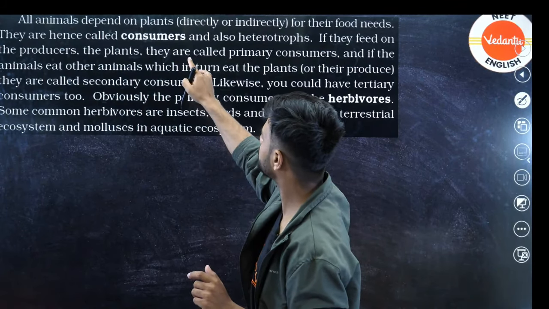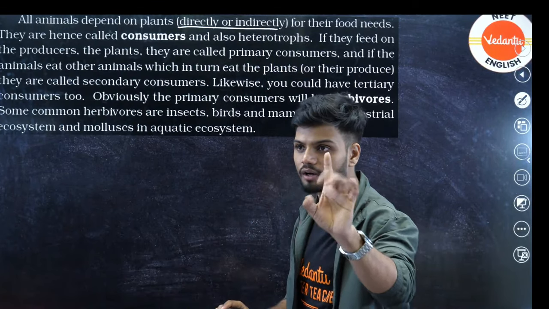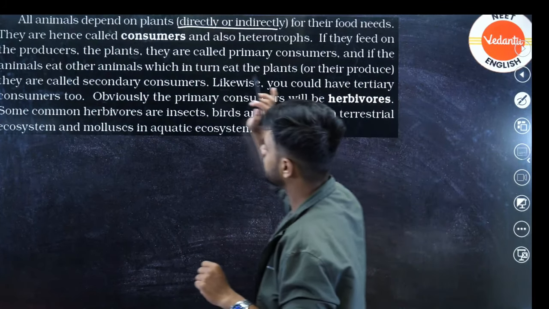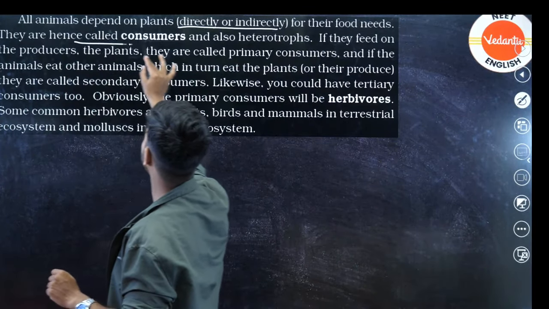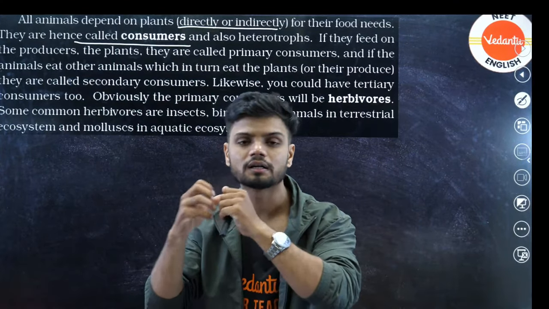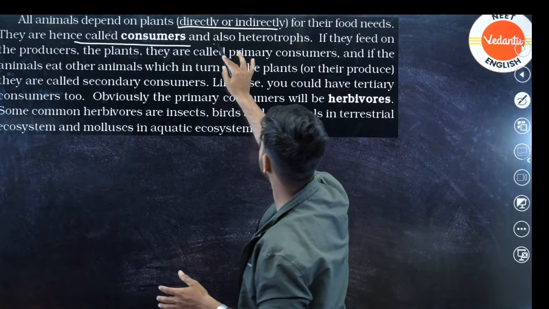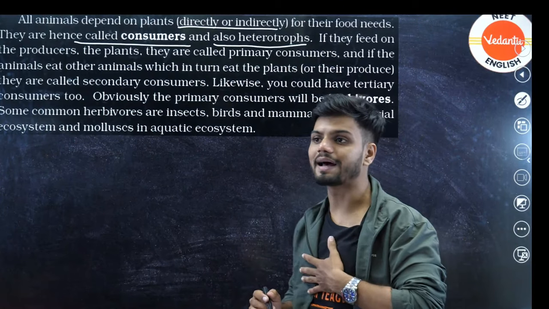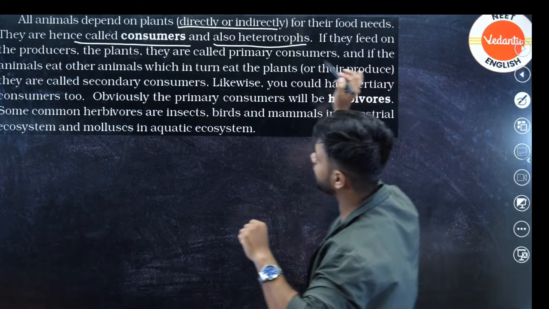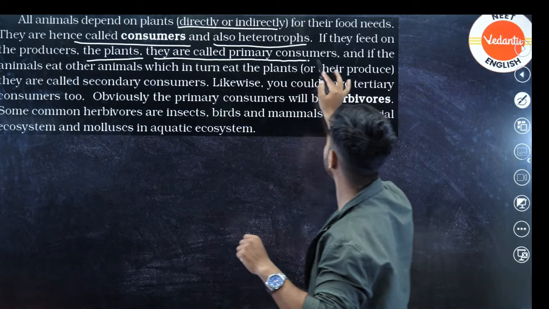All animals depend on plants, directly or indirectly, for their food needs. They are hence called consumers. That is, we as consumers are eating the plants, that is your producers. And we are also called heterotrophs. Clear? If they feed on producers, the plants, they are called primary consumers.